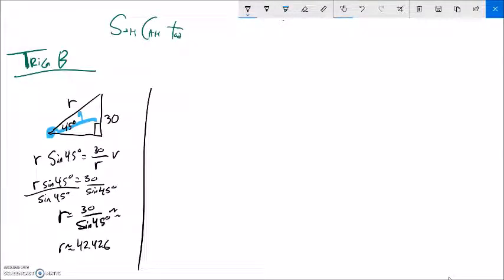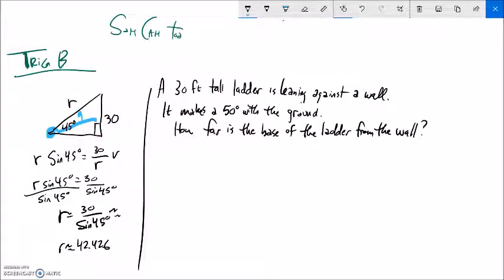So this is great. I can find these missing sides, these missing lengths, in any triangle that's given to me. So let's say I had a situation. I'm going to write it. We have this ladder that's 30 feet long, leaned up against some wall, and we know it makes a 50 degree angle with the ground like that. And what we want to know is how far the base of the ladder is from the wall. I didn't draw it to scale, but let's call that x.